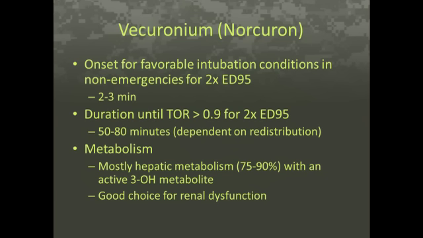Vecuronium is metabolized mostly by hepatic metabolism, approximately 75 to 90%. It has an active 3-hydroxy metabolite, but since it is mostly hepatically metabolized, it makes it a very good choice for patients that have renal dysfunction.